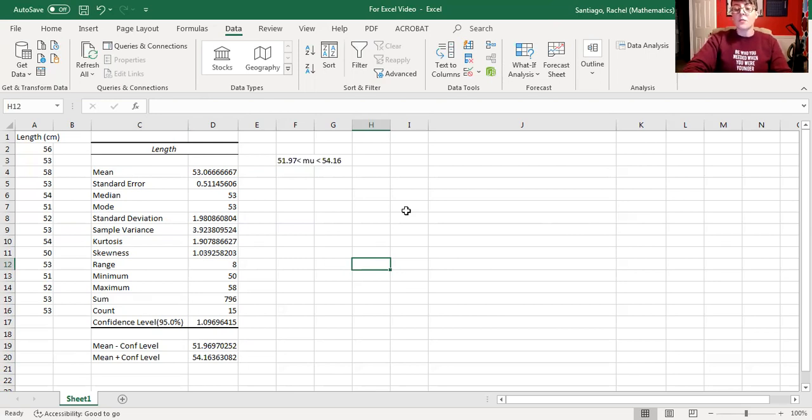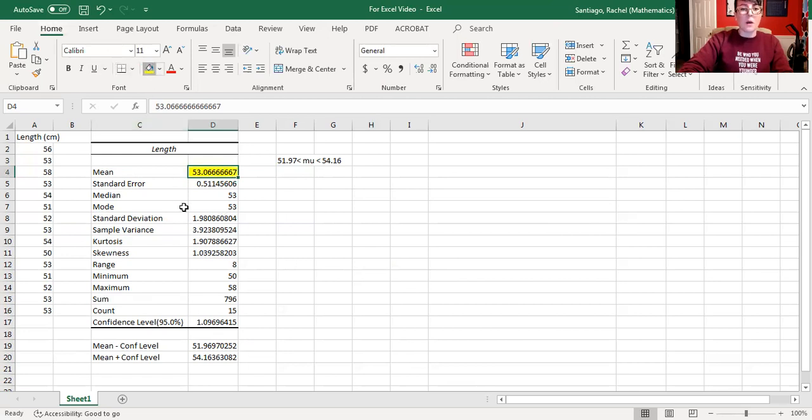Okay, hopefully you found that to be super easy and incredibly helpful. Remember that we're specifically looking for these two cells. We want the mean and we want the value here represented by the confidence level. Okay, that's your critical value multiplied by the standard deviation divided by the square root of n.